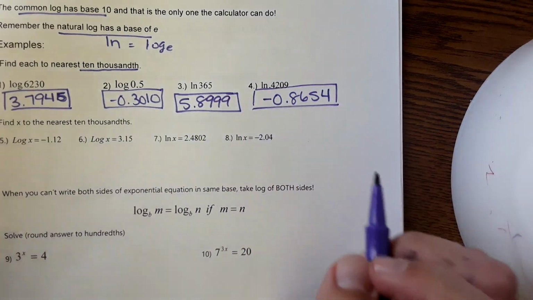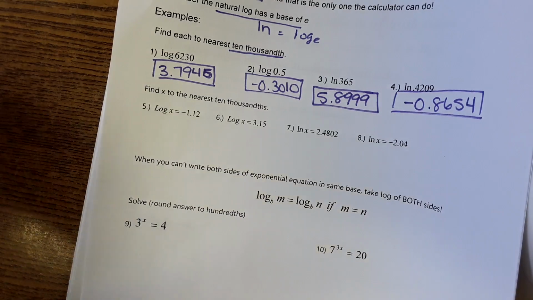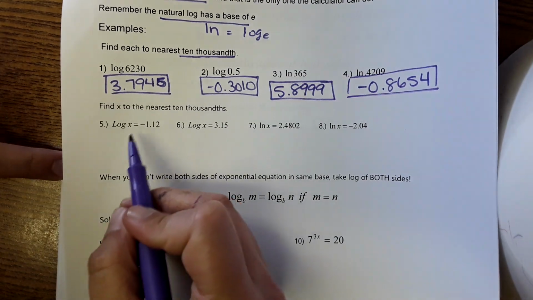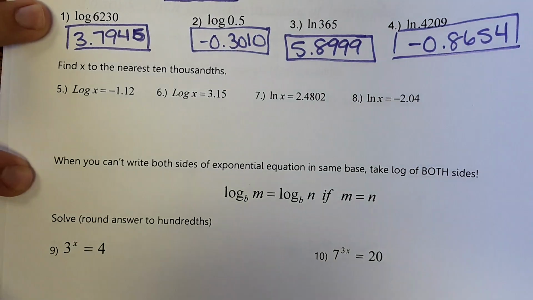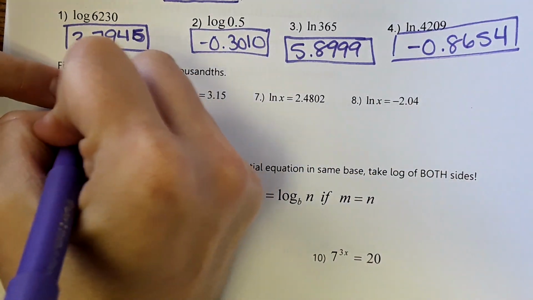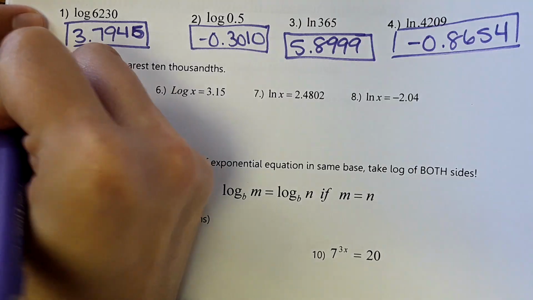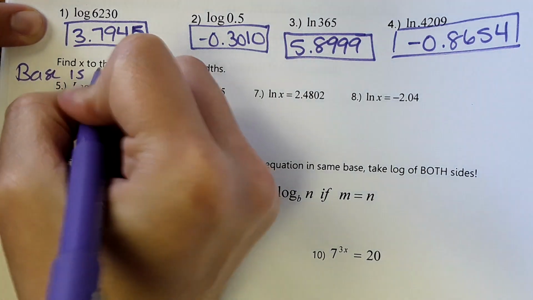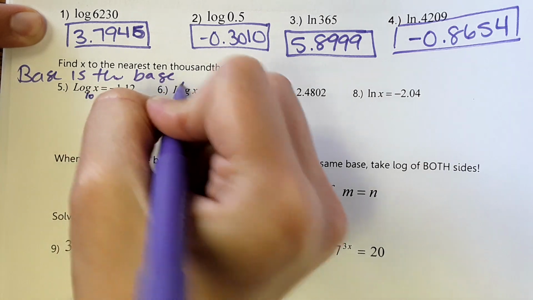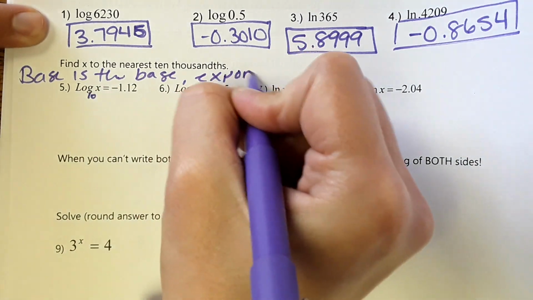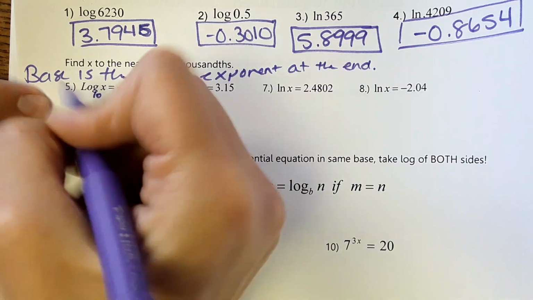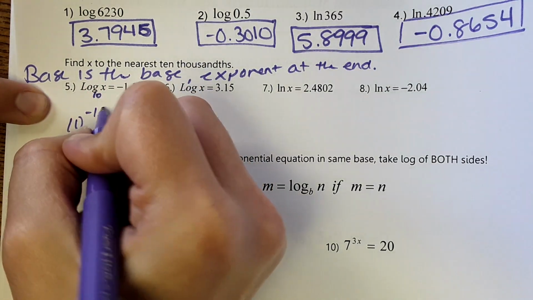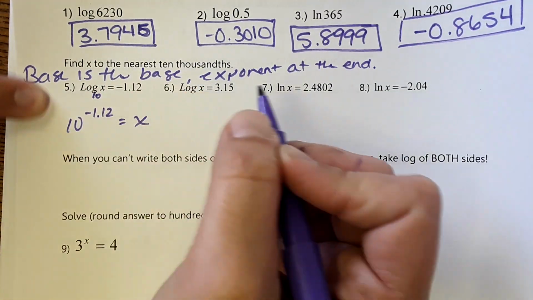Okay, next set of problems. Find x to the nearest 10,000th. So in this case, we're going to have to do a little setting up before we plug it into the calculator. Remember, if it doesn't say what the base is, it's base 10, and then base is the base, exponent at the end. So it'd look like this. And then this equals x.